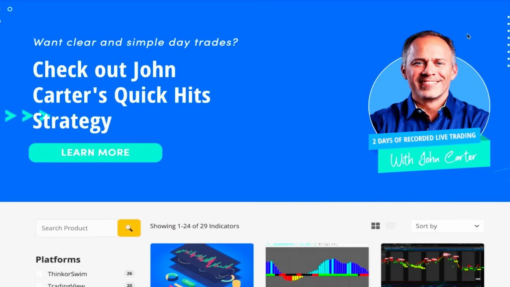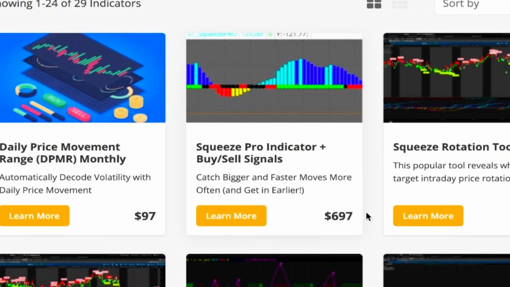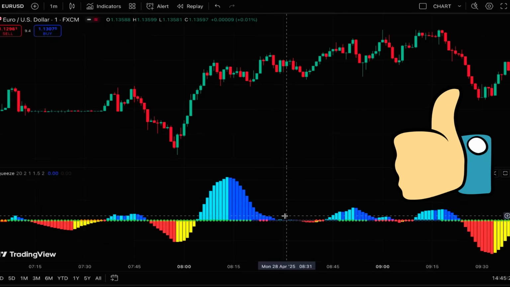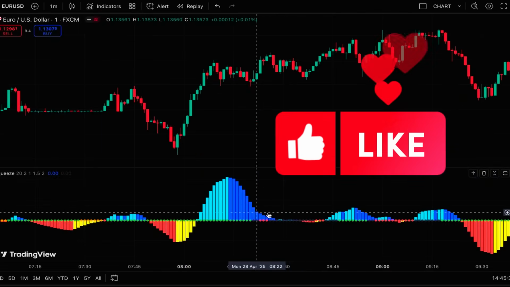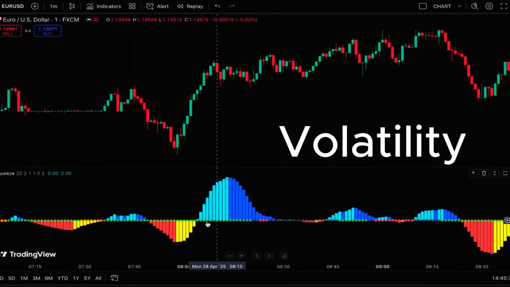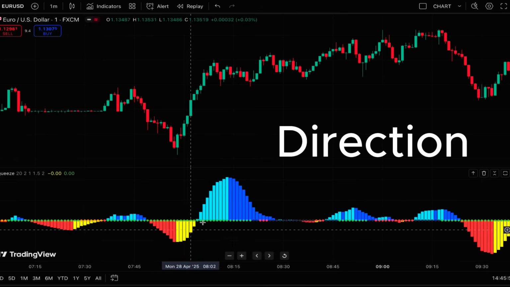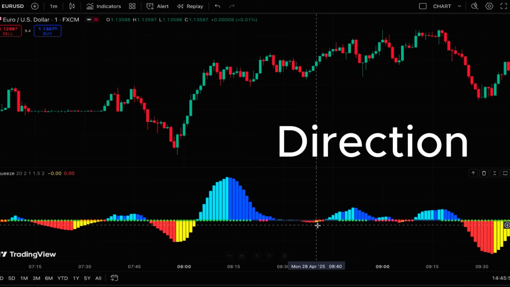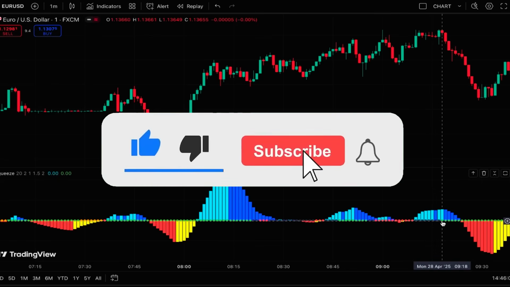This indicator was developed by John Carter, and as you can see, it has a very big price tag, but we can have the exact indicator for free here on TradingView platform. This indicator has two components: the volatility component, which is these small dots in different colors which are placed on the center line, and we have a directional component, which is this histogram that is moving above and below the center line. The idea behind this indicator is really interesting and creative.